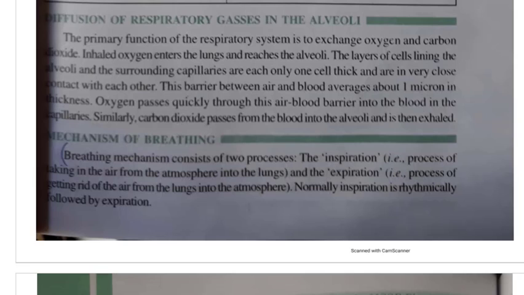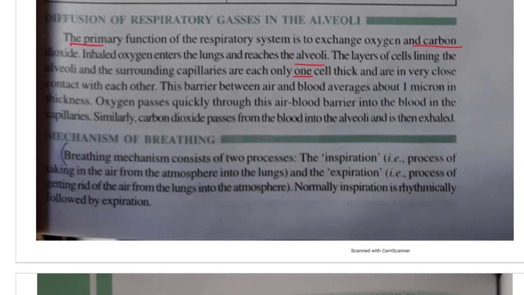Okay, so here it says the primary function of the respiratory system is to exchange oxygen and carbon dioxide. Now how is this exchange happening? Inhaled oxygen enters the lung and reaches the alveoli. So the air which we inhale has oxygen in it, and that oxygen enters the lung and reaches the alveoli.